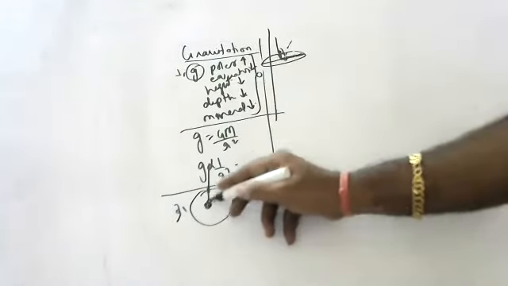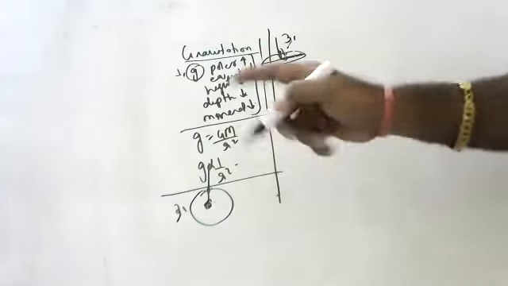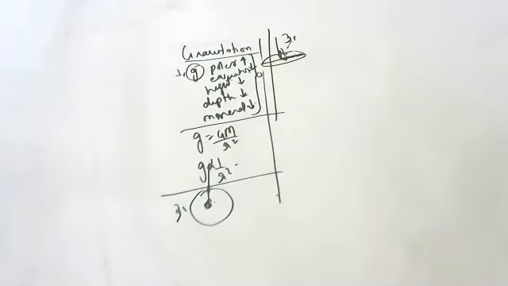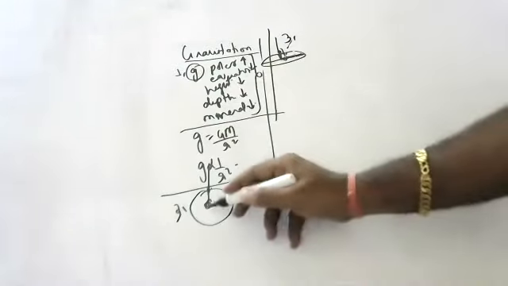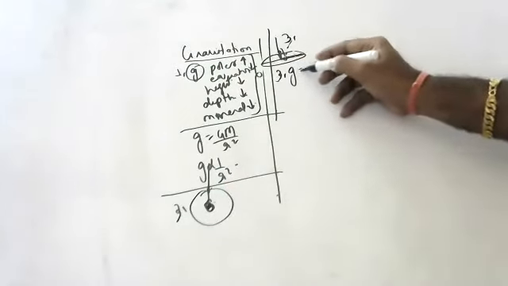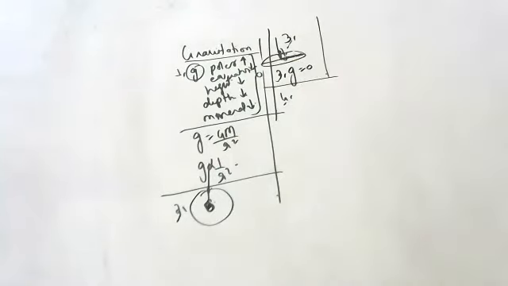Down, down only, children. Because as you go up, acceleration due to gravity keeps on decreasing. Of course, as you go down also it decreases. What is the acceleration due to gravity at the center of the earth? As you go to the center of the earth, children, at the center of the earth, acceleration due to gravity is zero.